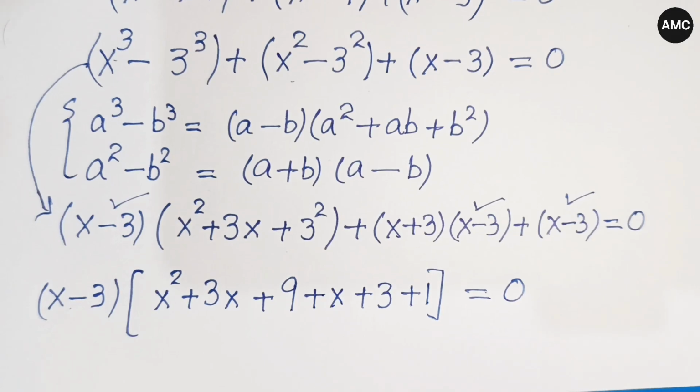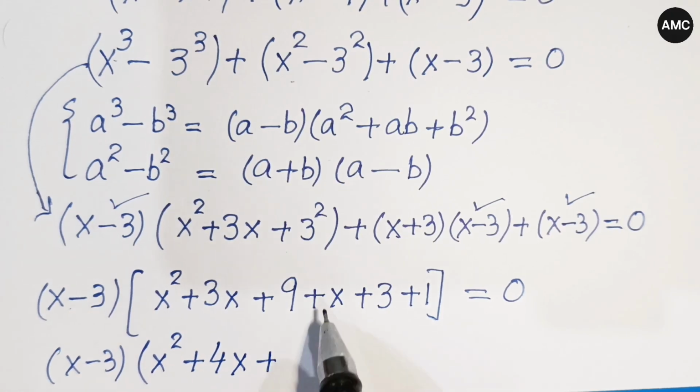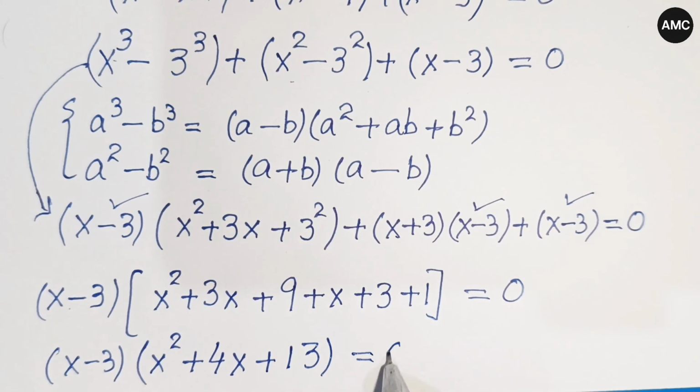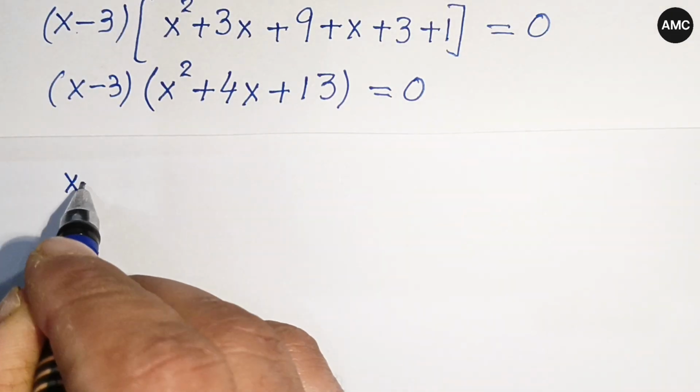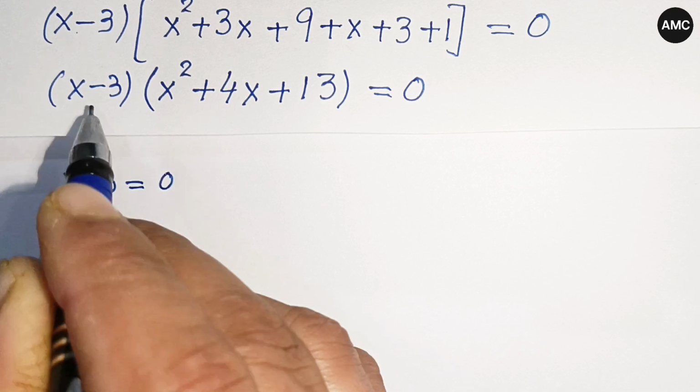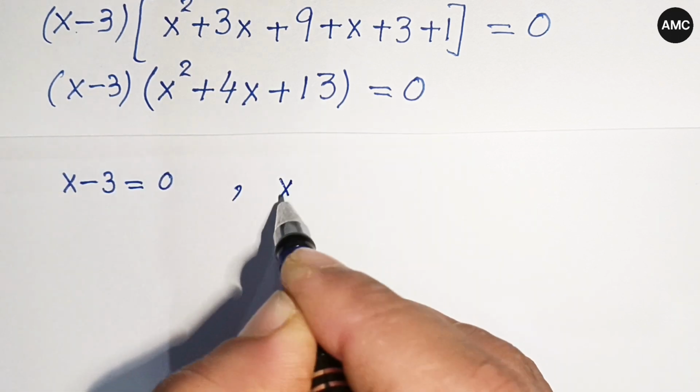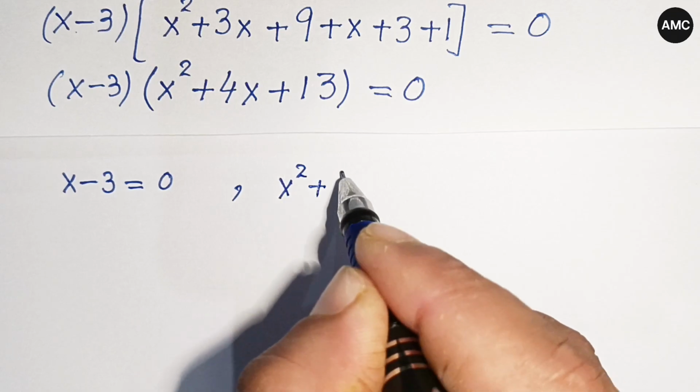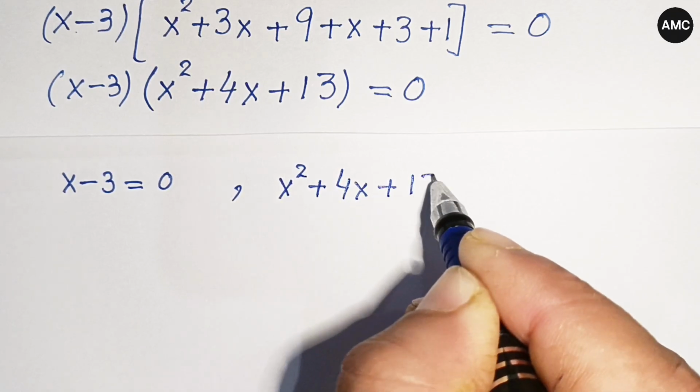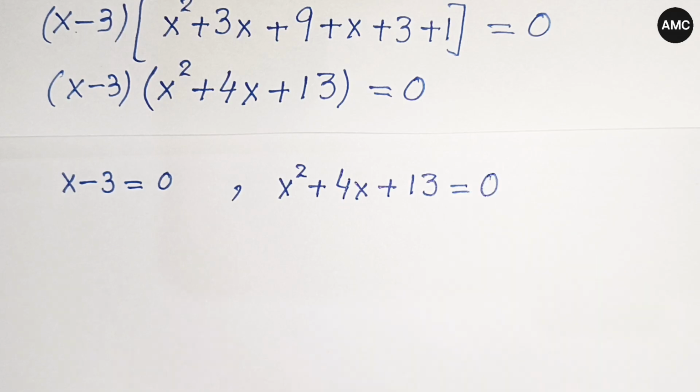Now our next step will be (x minus 3) times (x squared plus 3x plus x, we get plus 4 times x, and plus 9 plus 1 is 10 plus 3 is 13) is equal to 0. Now we have here x minus 3 is equal to 0, and our second factor is x squared plus 4x plus 13 is equal to 0.